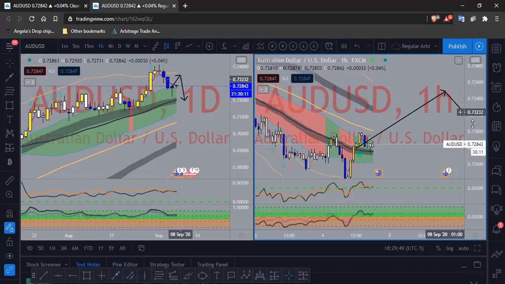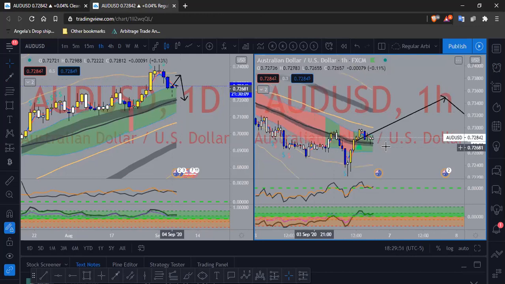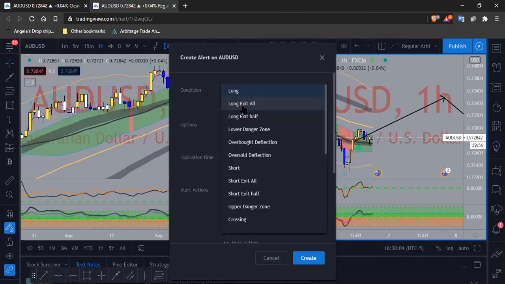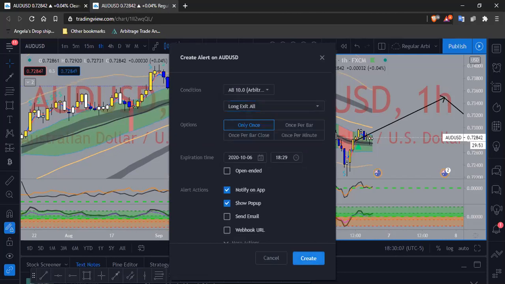And same thing, it kind of looks like inverted head and shoulders. So I'm going to get into this AU trade, and I'm also going to set the... I'm still in the sell, but I'm hedging it, right? I'm going to take it both ways. So I'm going to set this alert for a long exit all, create.